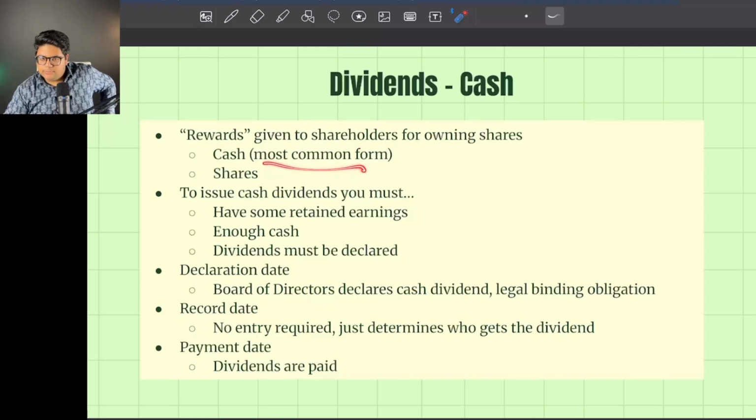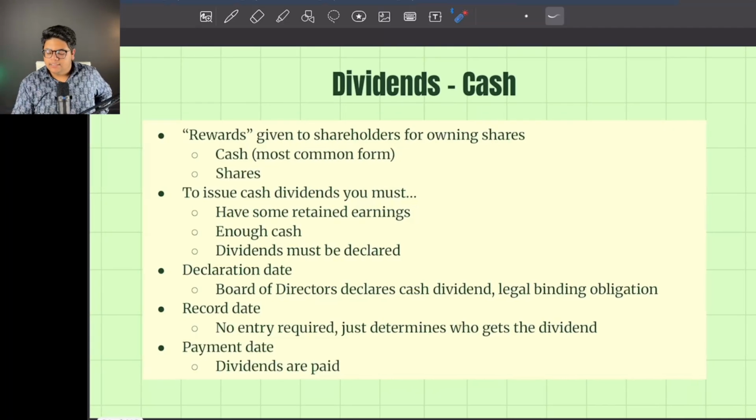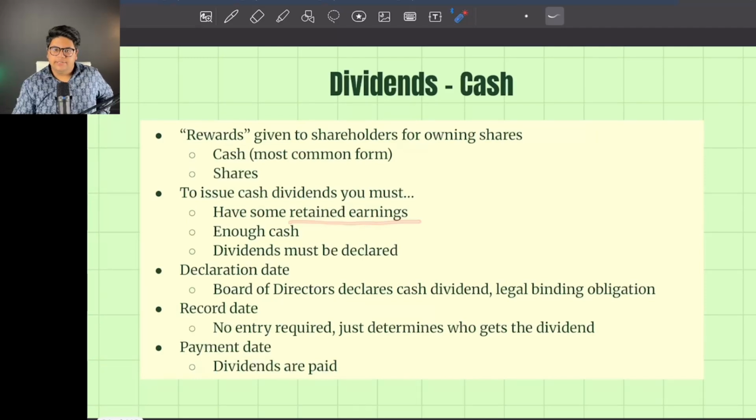Cash is usually the most common form of dividends. It's usually just a percentage of the stock price. So to issue cash dividends, you must have the following 3 criteria as must. Number 1, you must have retained earnings. If you have negative earnings, then that means you do not have enough cash to give. So where are you going to get the cash from, right? Number 2, you actually must have enough cash. Like if you want to issue $100 worth of dividends, but you only have $80 in cash, then you can only issue $80 worth of dividends.